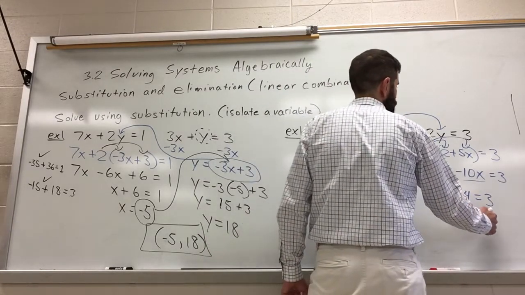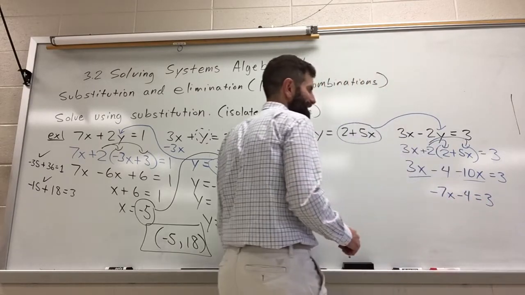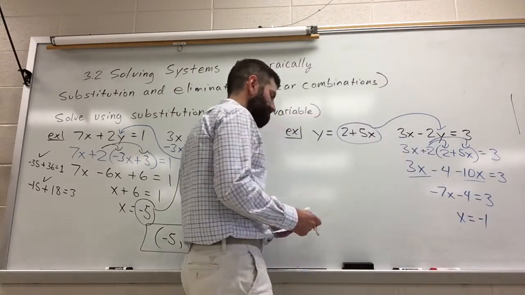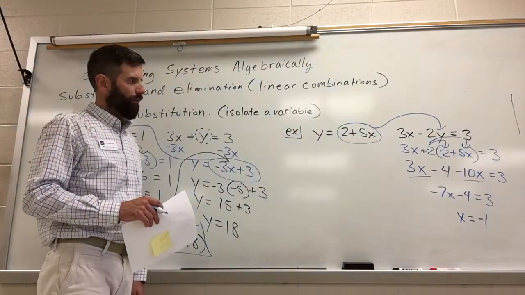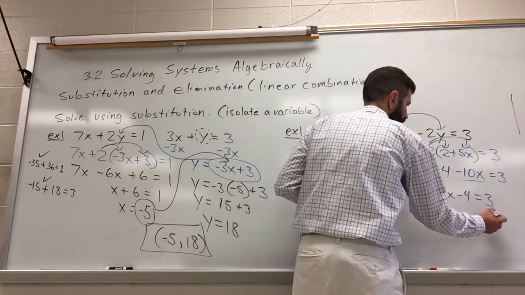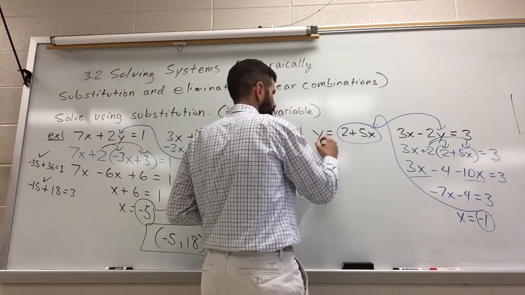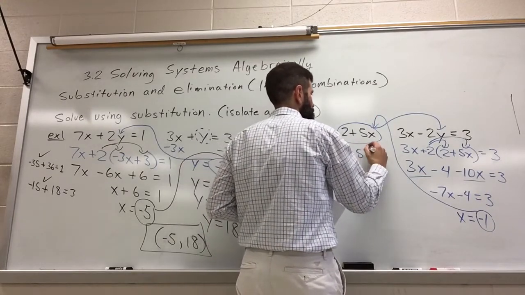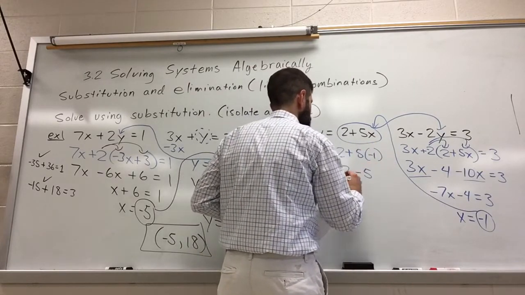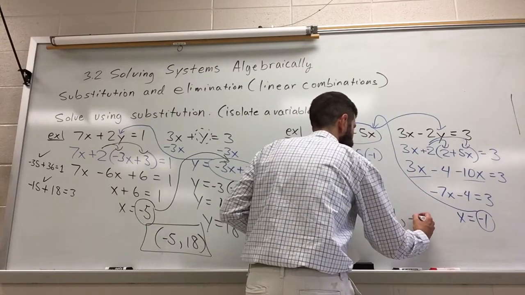I'm going to add the 4 over to get 7. I'm going to divide by a -7 to get -1. Then from there, where do I go? Well, I've solved for x. I need to find out what y is. So I'm going to sub again. Substitute that -1 in for x. Simplify it. And my answer is -1, -3.